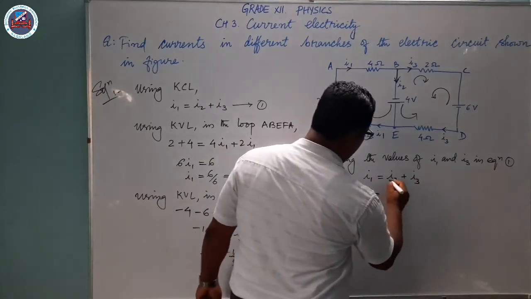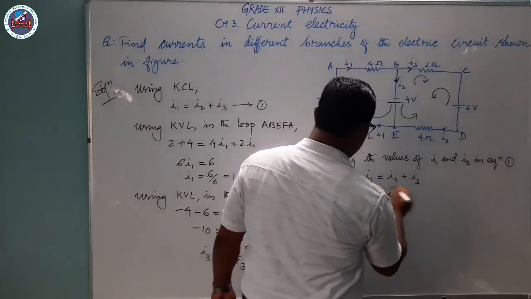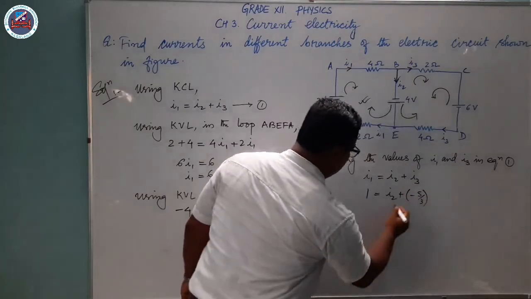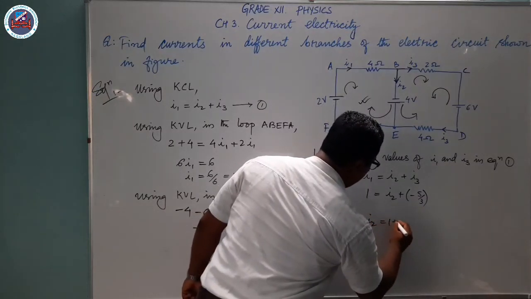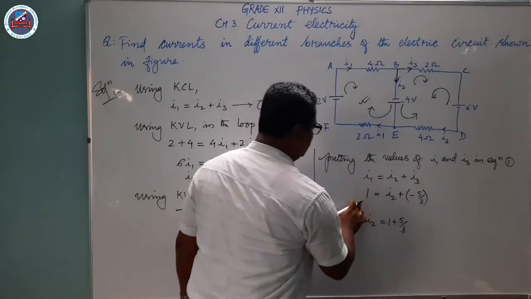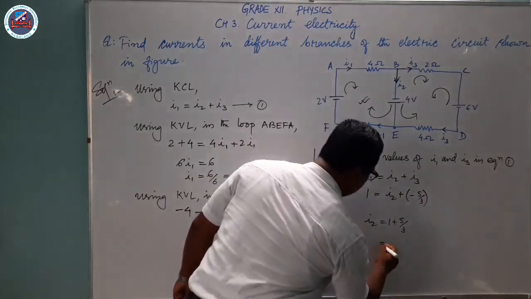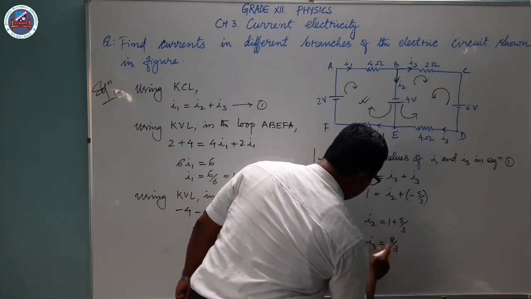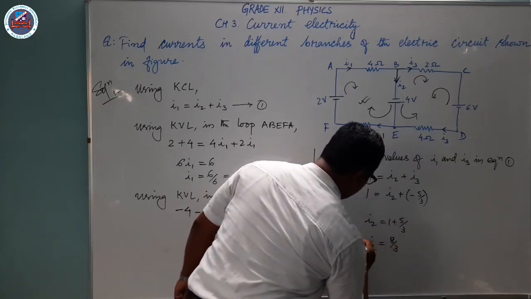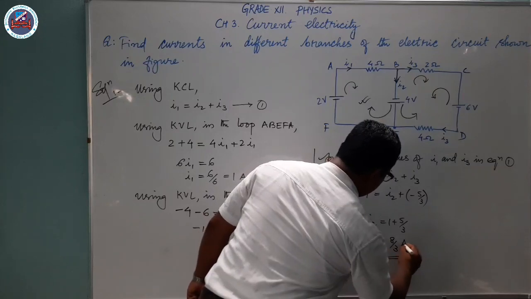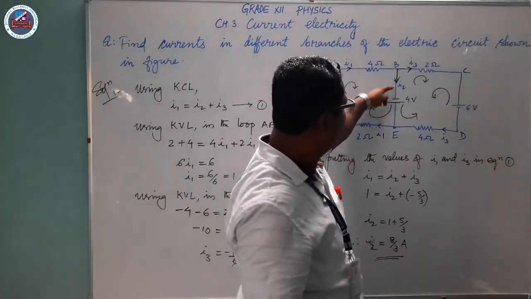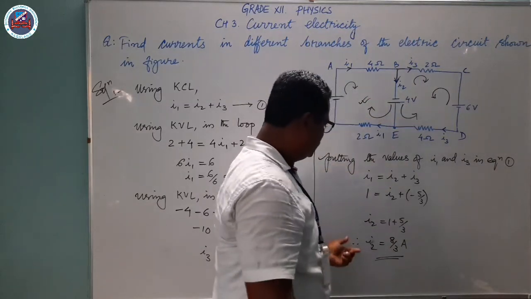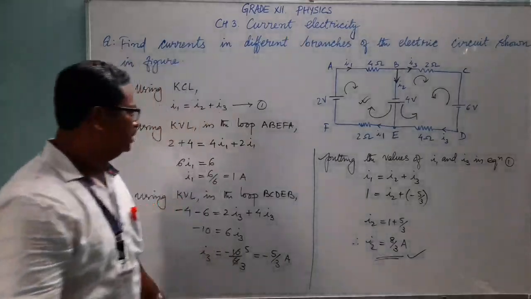I1 we got 1 ampere, I2 we are going to find out, I3 just now we found out minus 5 by 3. So I2 will be 1 plus 5 by 3. Transposing, minus will become plus, 3 once 3 plus 5 is 8 by 3. Like this you can find out the current in all the branches of the circuit. Here I2 is the current that is flowing through this cell with potential difference 4 volt. Like this you can solve the numericals.